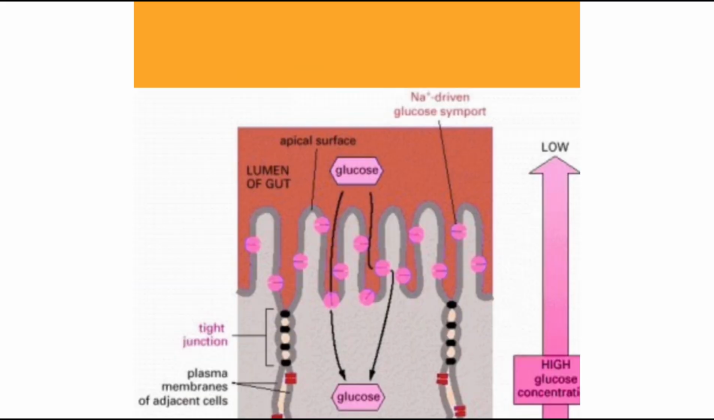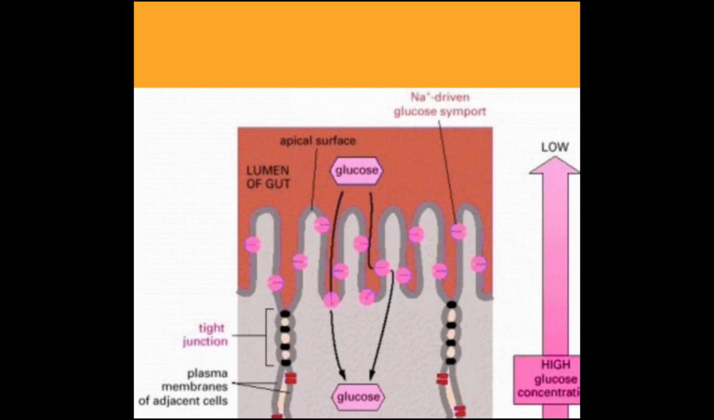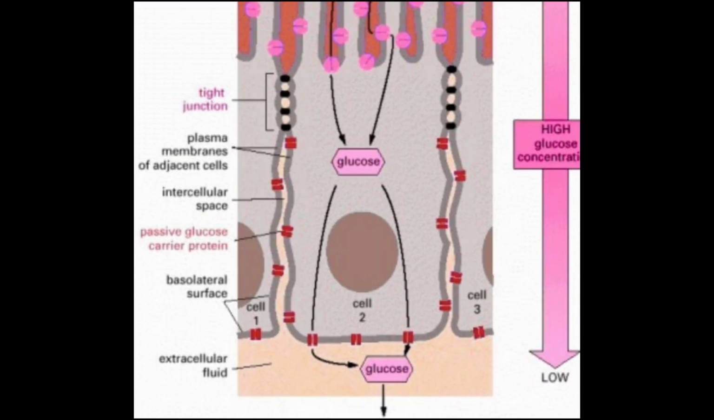It is important for maintaining the blood glucose level after a meal. So in this diagram we can see how the glucose is absorbed from the lumen of the gut into the blood through the intestinal epithelial cell. It is a transporter mechanism and the cell junction. This process occurs across the intestinal epithelium.